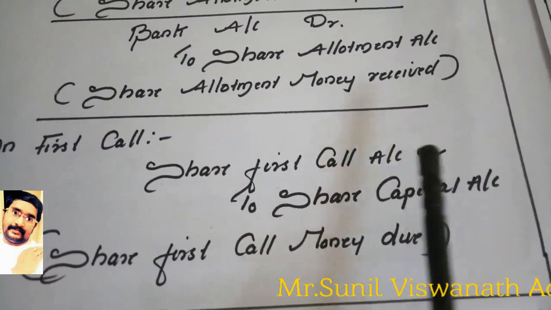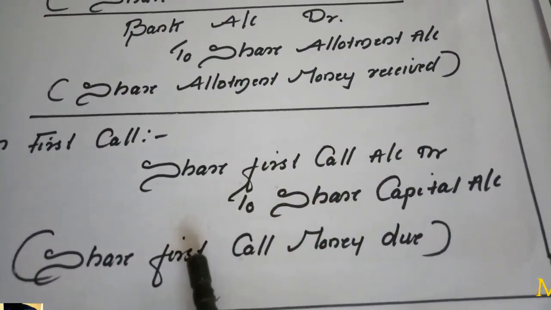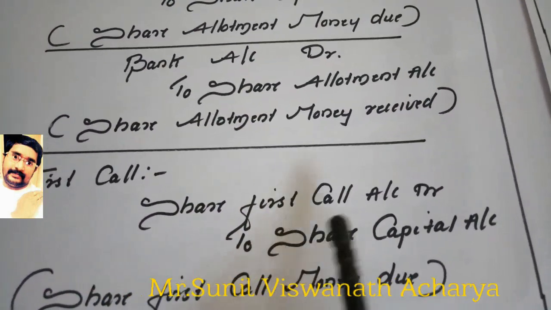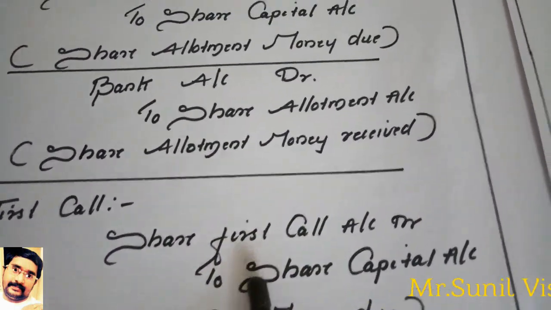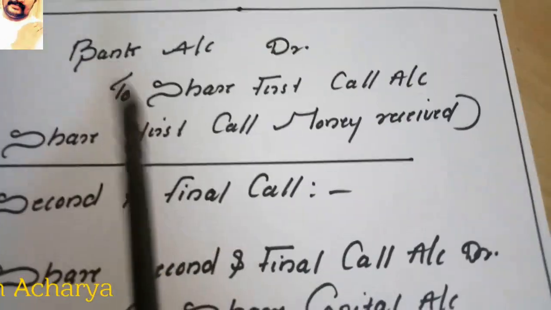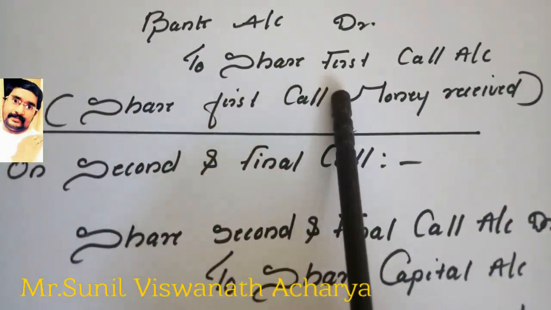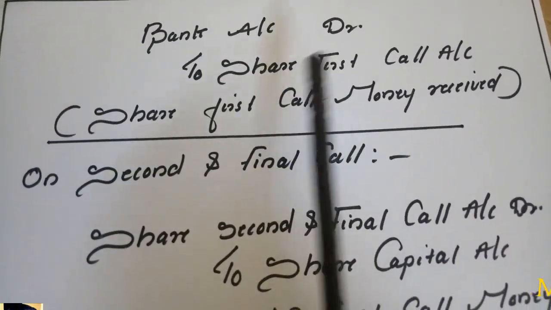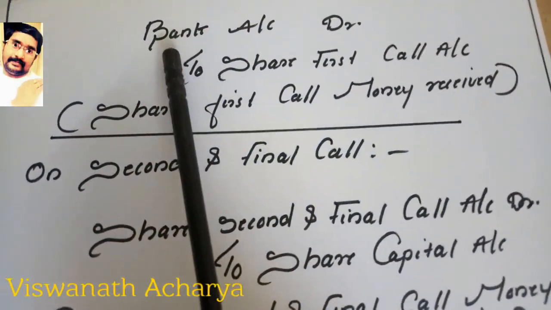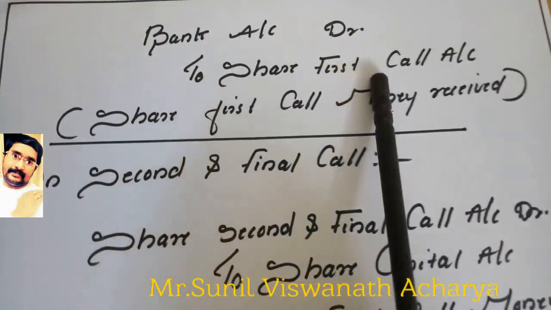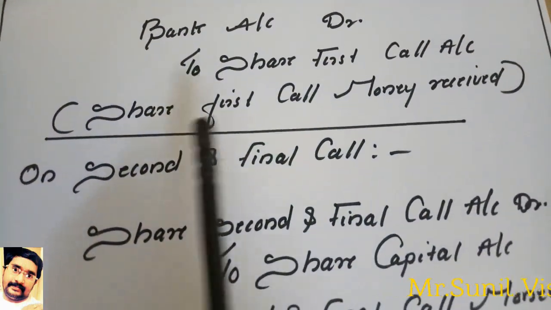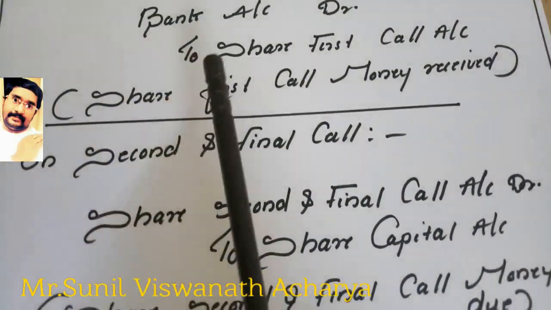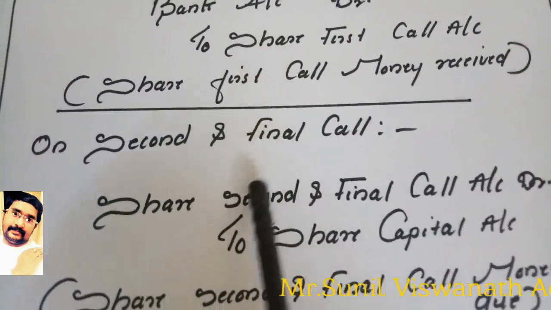Okay. So share first call account debtor to share capital account, narration: share first call money due. After the first call money is due, what will we do? We will receive the third installment. When you are receiving the third installment, what will be the entry? Bank account debtor to share first call. We are receiving the third installment, that is the first call money. So the journal is bank account debtor to share first call account, narration: share first call money received. Okay. So the due entry came first, and only then the bank entry, for the first call also.